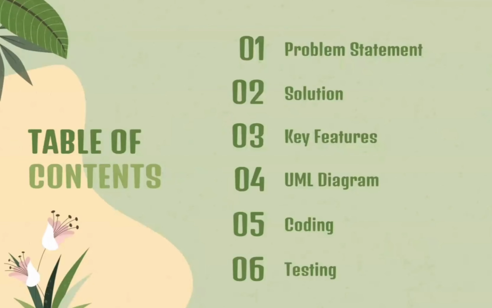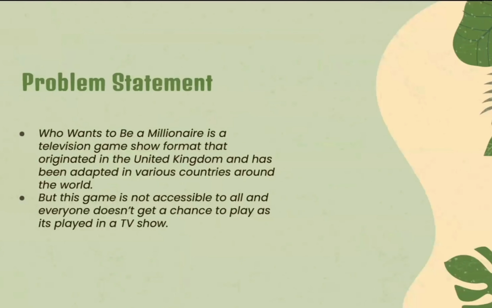Now let's go through the table of contents. First, we are going to present the problem statement on why we chose to do this particular project, which is the game show. And then we are going to provide our solution for that. We'll also highlight the key features that we have presented in the project, which is followed by the UML diagram. And then we'll also explain the coding part that we did and explain how we tested it in the testing part.